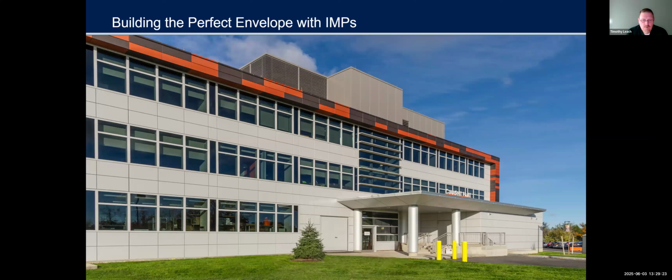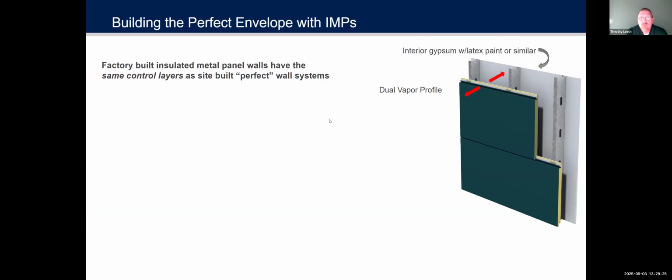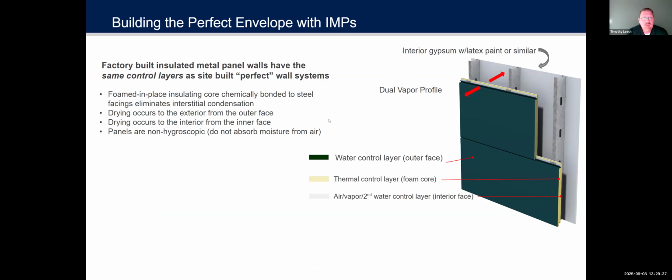Okay, so if we're going to build with those systems, we need to know a few little things here. I said that it's a barrier system, and that means there's a dual vapor profile. What does that mean? That means that the moisture that's outside the building is going to stay outside, and any moisture that's inside the building has to be dealt with inside the building. It doesn't breathe. It doesn't move through the system. The drying occurs to the exterior from the outside face. The drying occurs to the interior from the inside face. Panels are non-hygroscopic. They're not going to absorb moisture themselves. So the moisture is going to be dealt with outside the faces.